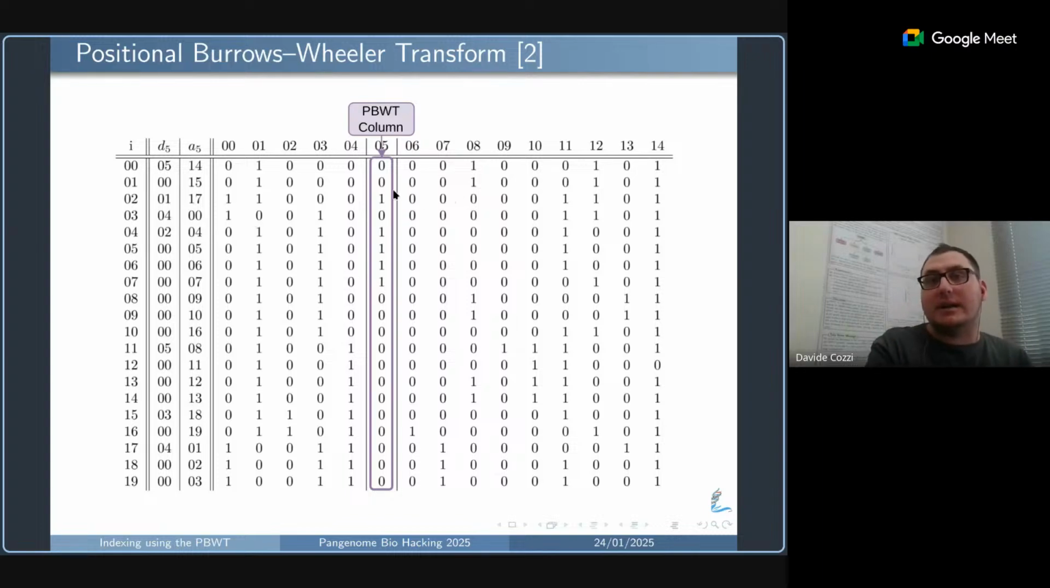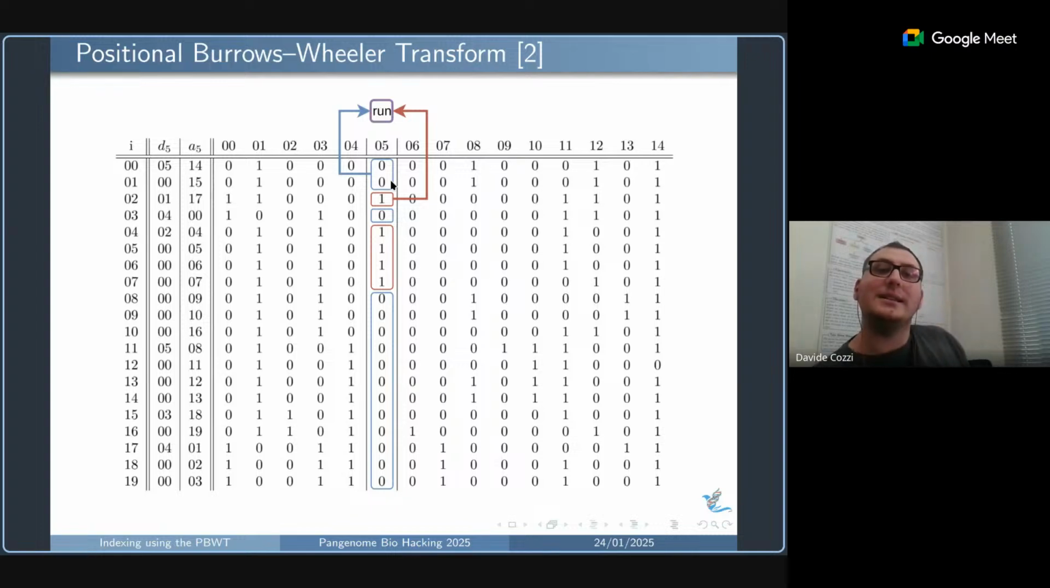So this produces the so-called runs, and this is the key point of how to make the PBWT efficient in memory. In this example, we can see that, for example, we have a run of 2 zeros, then a single 1, a single 0, a run of four 1s, and a run of a lot of 0s. We can store just the number of runs and the bit represented in each run, and obviously the length of the run.